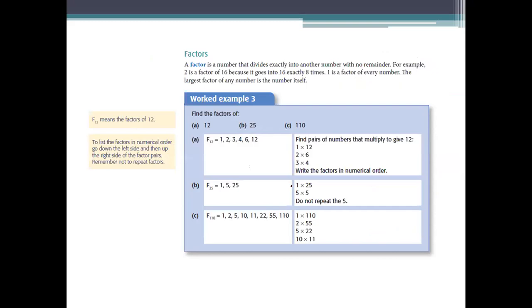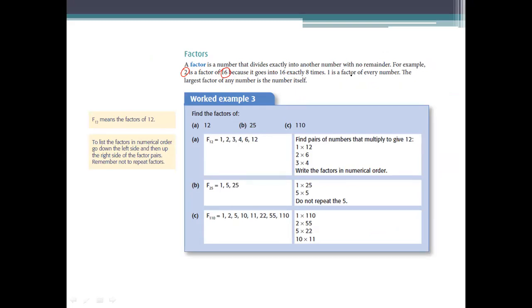And factors. What does it mean, factors? A factor is a number that divides exactly into another number with no remainder. So for example, 2 is a factor of 16. If you look carefully, 2 and 16 are both positive even numbers. That's why when you divide 16 by 2, we cannot find a remainder. 2 goes into 16 exactly 8 times.